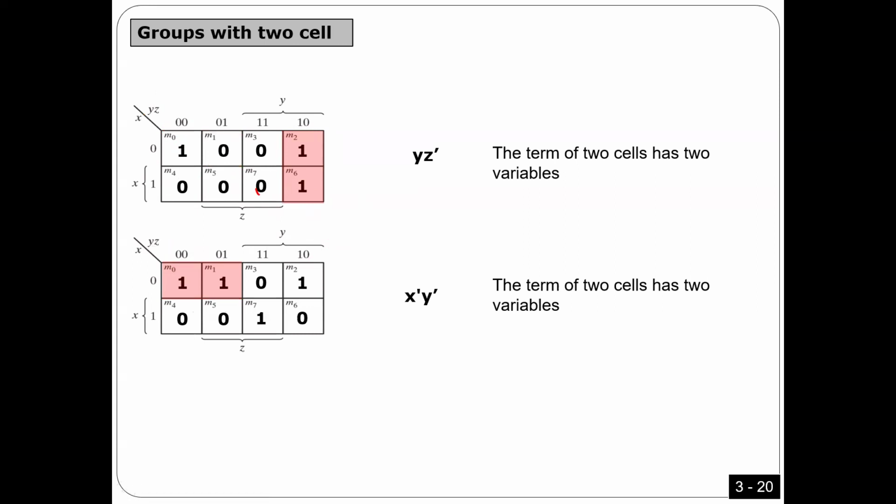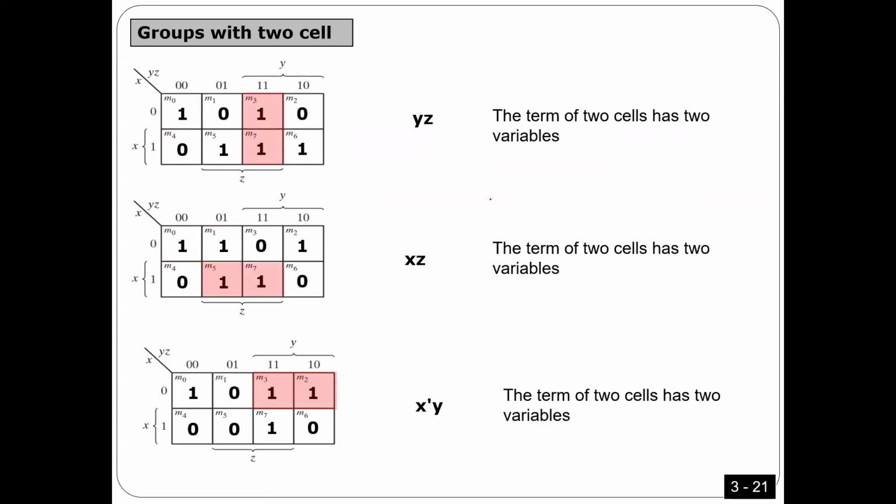Let's see, I have too many examples, so don't worry. Gradually, everything will be very clear. Same thing here, guys. If I take these two as one group, that means this term should have two variables, so I have to delete one. This group is in Y, it is in Z, but I have to remove X because this one is in X, this one is in X prime.